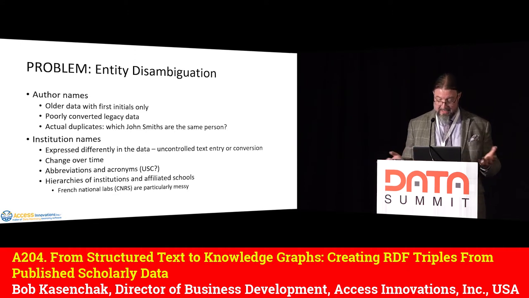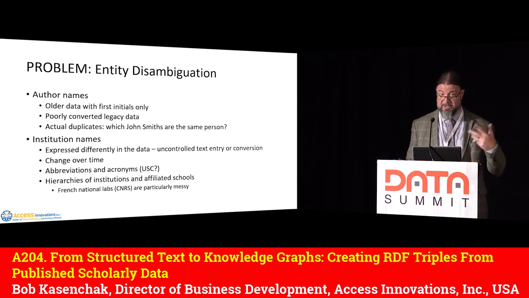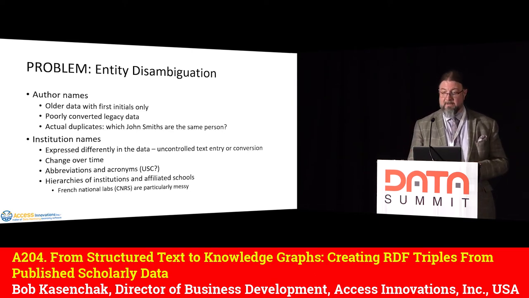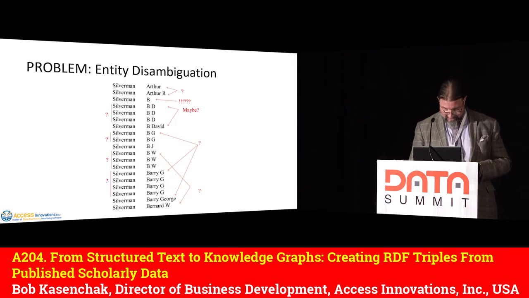For institutions, educational institutions, but also research institutions, corporations, government agencies, and other organizations that have authors affiliated with them in the content, the problem is similar. In most legacy data, there are freely entered versions of names which may or may not include department information, abbreviations, and so on. Here are some examples.